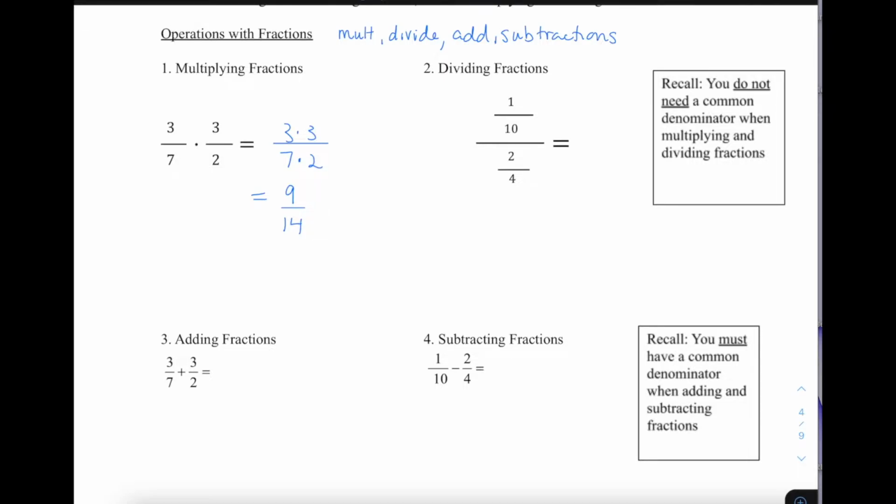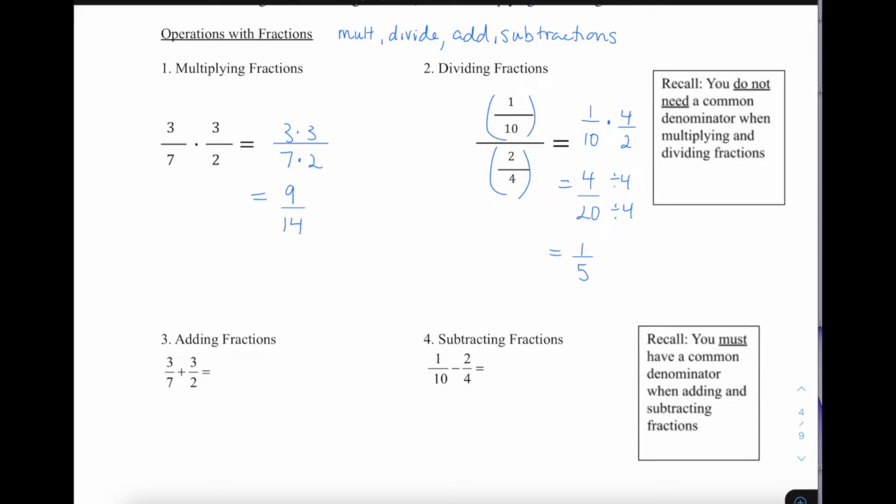When I'm dividing fractions, if you remember, the rule is that I take the numerator and I multiply by the reciprocal of the denominator. So I can see there are 2 fractions here. The reciprocal of 2/4 is 4/2. Now it looks just like multiplication, where I multiply the numerators. 1 times 4 is 4, and the denominators. 10 times 2 is 20. Now in this case, I can reduce because I can divide both the numerator and denominator by 4. So my final answer there is 1/5.